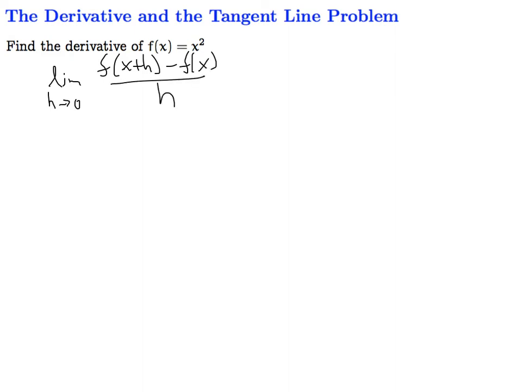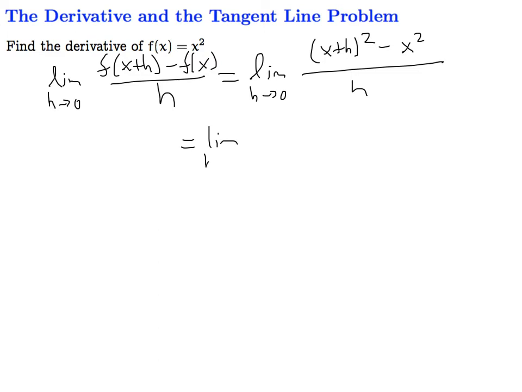So it's the same thing as before. H is just representing something that we're going to make small. And so this is still the limit as h approaches 0 all over h of now x plus h squared minus x squared. So this becomes the limit as h approaches 0, and now we FOIL, or whatever you want to call it, distribute: x squared plus 2xh plus h squared minus x squared all over h.